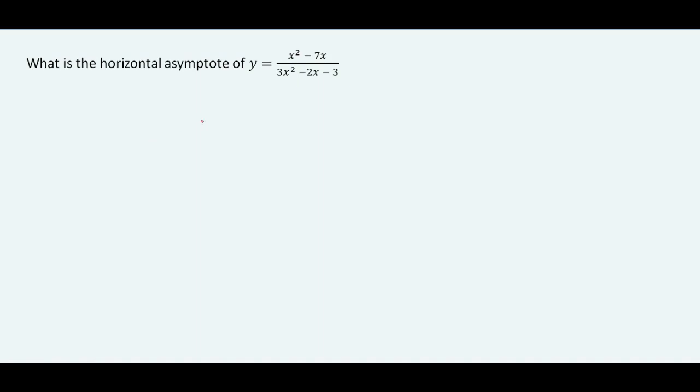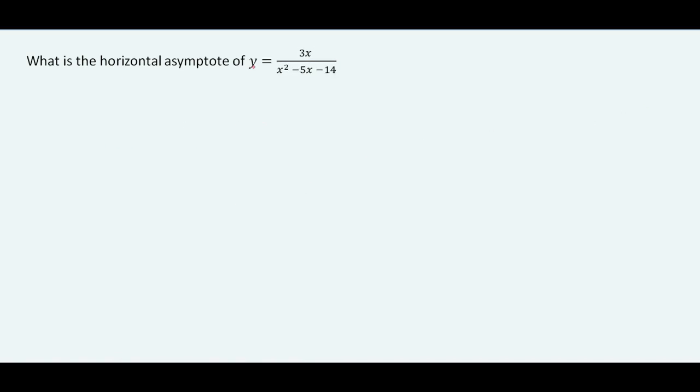Let's look at another example. We have degree 2 in the numerator, and degree 2 in the denominator. What we've shown here is that when we have the degree the same in the numerator and denominator, we divide the coefficients of the terms. So here, the coefficient is 1, the coefficient here is 3. So our horizontal asymptote is going to be y equal to 1 over 3.